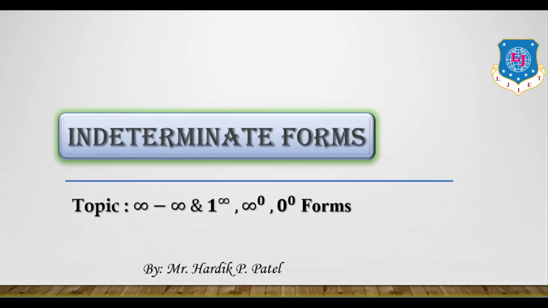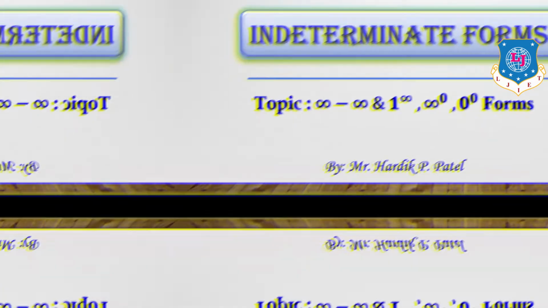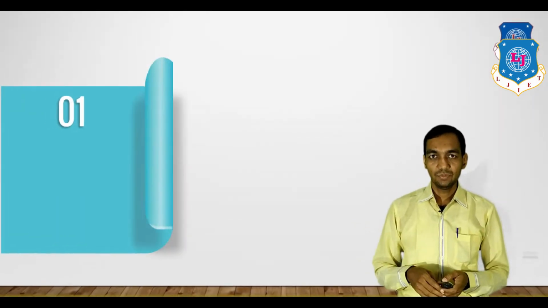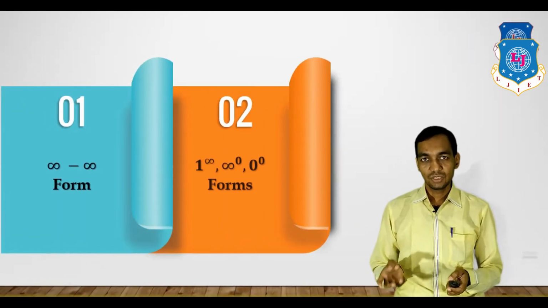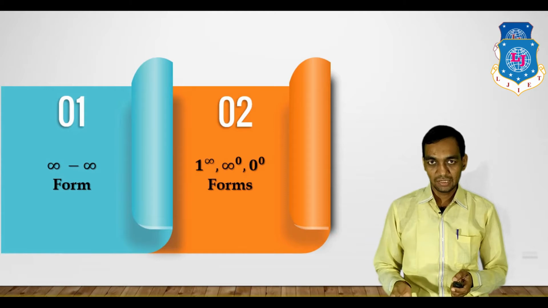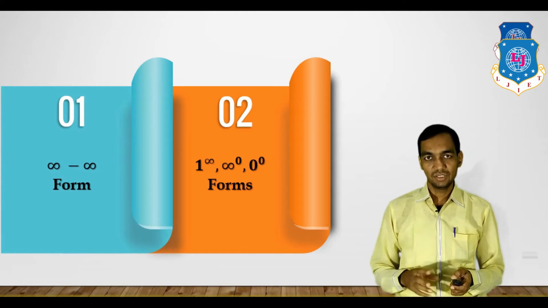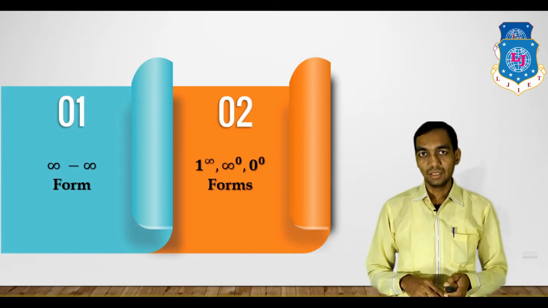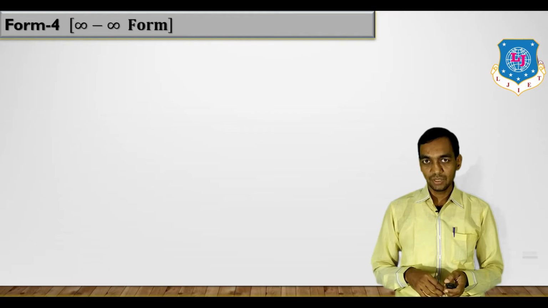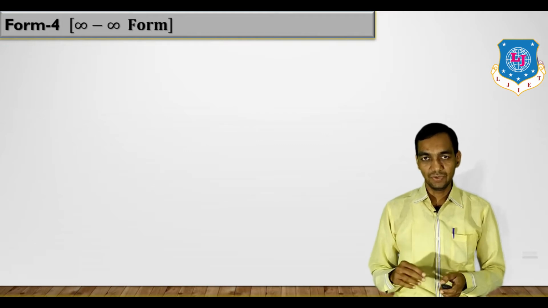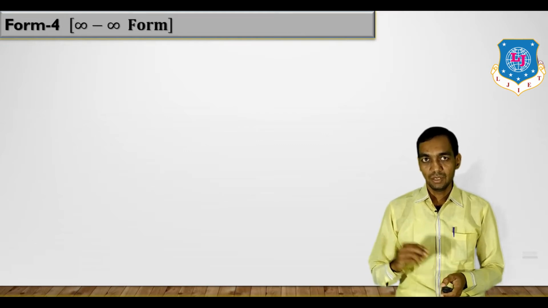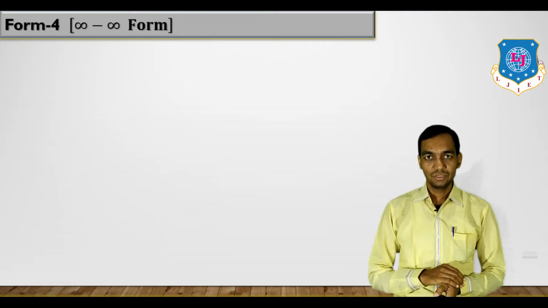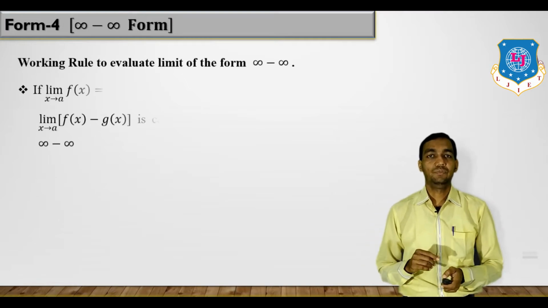In today's session, we are going to see the infinity minus infinity form, and 0 raised to 0, infinity raised to 0, and 1 raised to infinity forms. First, we are going to check out the infinity minus infinity form. What are the working rules for the infinity minus infinity form?